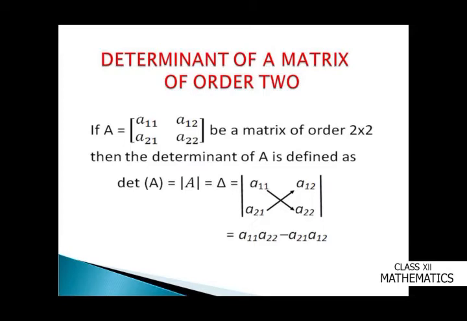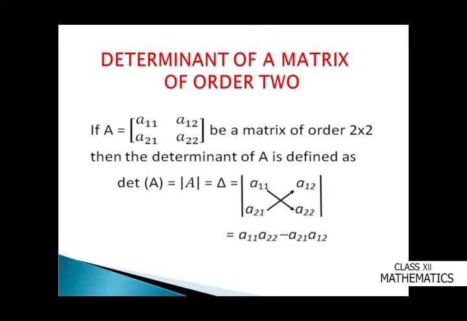You can use either one of them. And how to find the determinant? You just see here, they have just cross multiplied. That means A11 into A22 minus A21 into A12. That means you have to just cross multiply and put a minus sign in between. I'll explain you with one example.